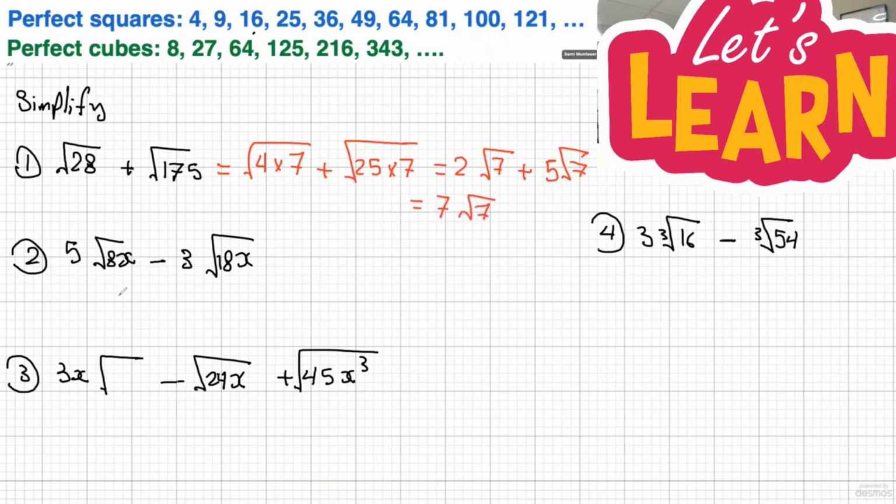How about here? Here we're going to have the same approach, so x is not a perfect square, so we cannot do anything about that. But the 8 and the 18, I can change into mixed radicals. So 5 square root of 8, I can change that to 4 times 2, and I still have the x underneath the radical, minus 3, and I still have the square root of 18, which I'm going to change to 9 times 2, and I still have the x right there.